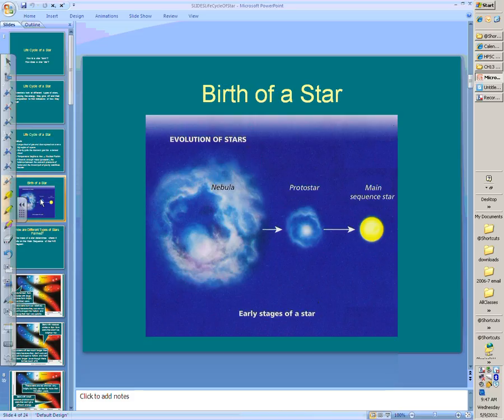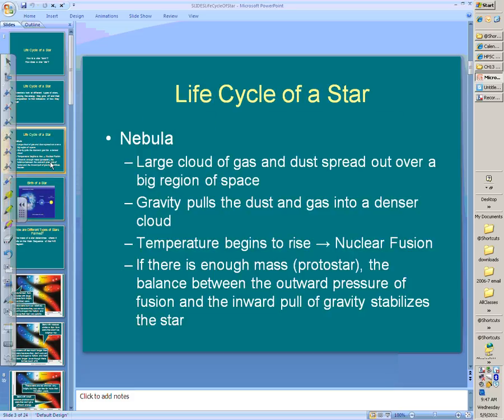The gravity starts pulling all this stuff together, and as gravity's pulling these things together, it speeds them up. Eventually, they get big enough, they start running into things, and if they're going fast enough, fusion will happen.